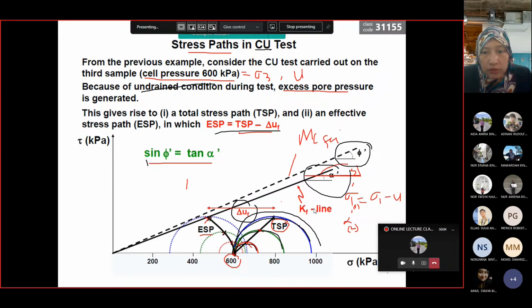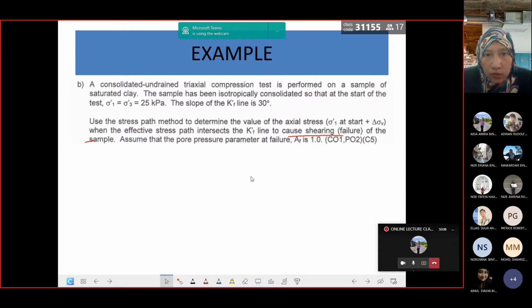Okay, yang tadi berkaitan CU. Kalau kita nak ambil one of example from here, how to explain the conditions for CU isotropically consolidated, and then you have some value of the initial state and the final KF line. This is the conditions, the applications of the stress path. In order to determine the value of the axial stress, when the effective stress path intersects the KF line to cause shearing of the sample, assume the pore pressure parameter A_f is 1.